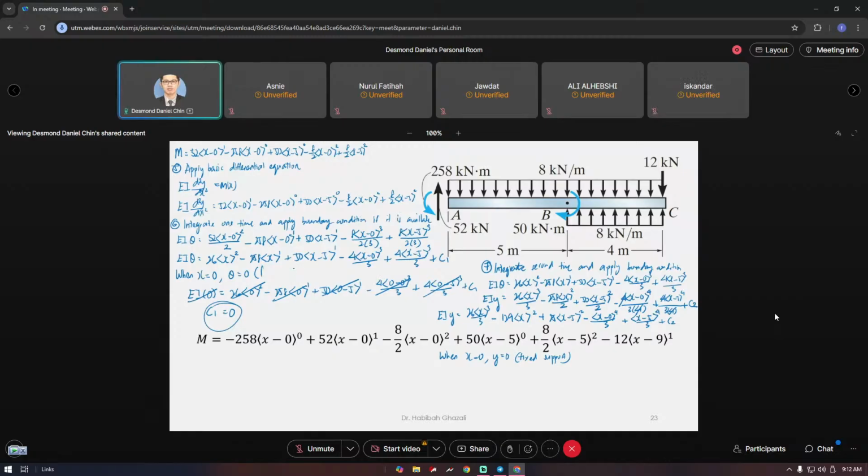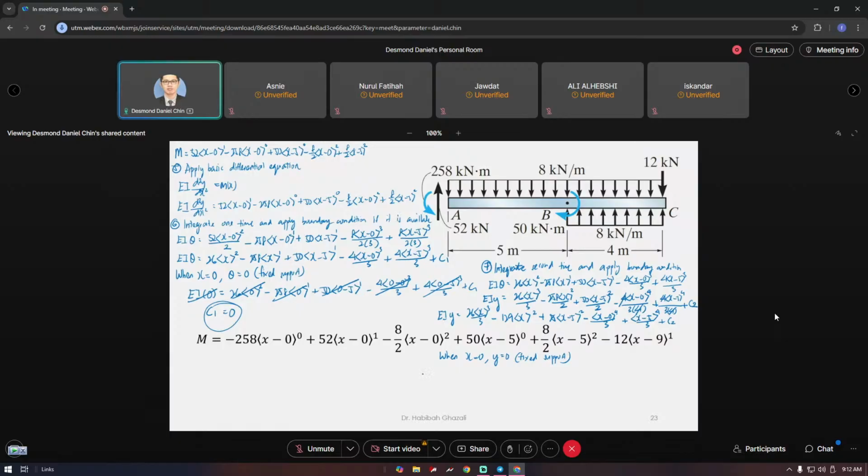So I will label it so that you can understand it, so that you can do your revision on your own. Why when x equals 0, y equals 0? It is because of the boundary condition of the fixed support. Why x equals 0, theta equals 0? Because it is the boundary condition for the fixed support as well.